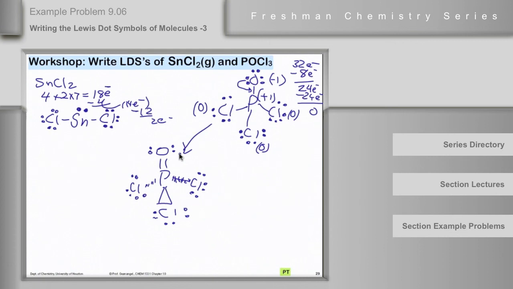So this would have a 0 formal charge on the oxygen. Double bonded oxygens are 0. And the phosphorus would also be 0. And the chlorines are all 0 still. And so this ought to be a better indicator of the hybrid for POCl3 than the one up here with the single bond. And it is. It turns out to be that.